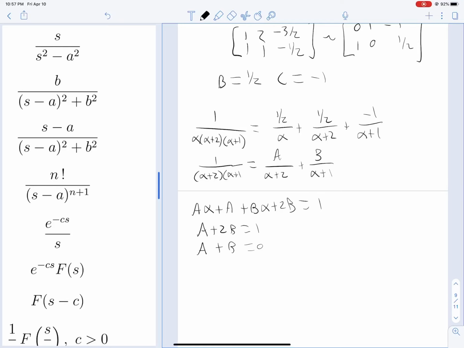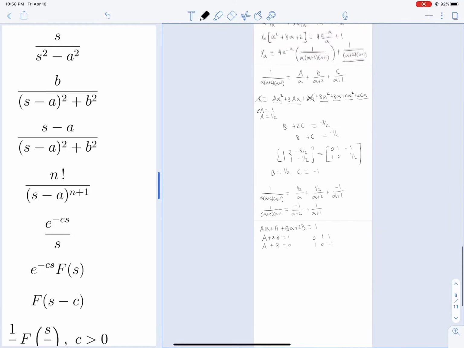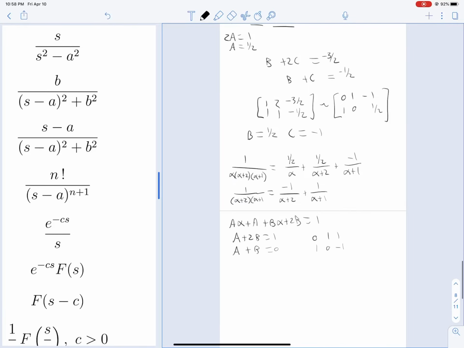We can set this guy up as a matrix: 1, 2, 1, 1, 1, 0, 0, 1, 0, negative 1. And there we have it. Our A value is negative 1. Our B value is 1. And believe it or not, we are ready. It might not look like it, but we are ready to solve this problem.